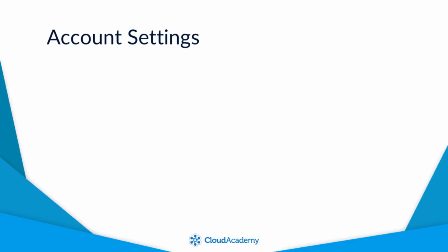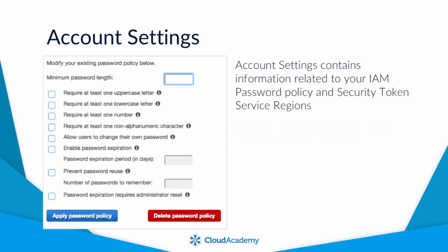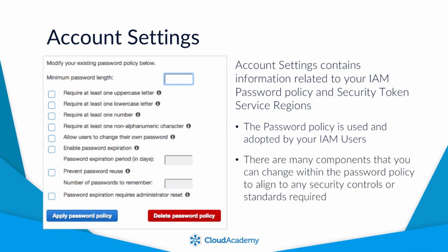These can be found in the menu bar on the IAM console. The account settings contains information relating to your IAM password policy and security token service regions. The password policy is used and adopted by your IAM users that you have created. There are a number of different components that you can change within the password policy to align it to any security controls or standards that you may have to ensure you maintain compliancy.